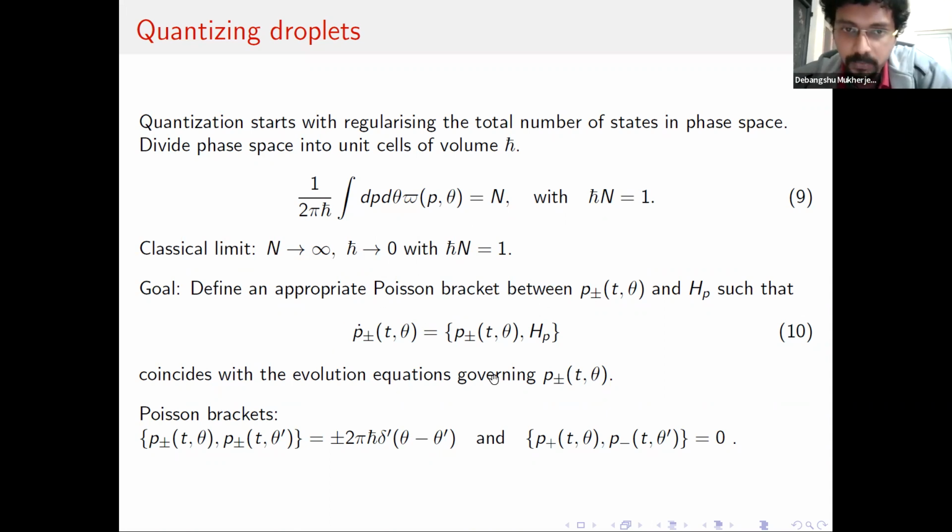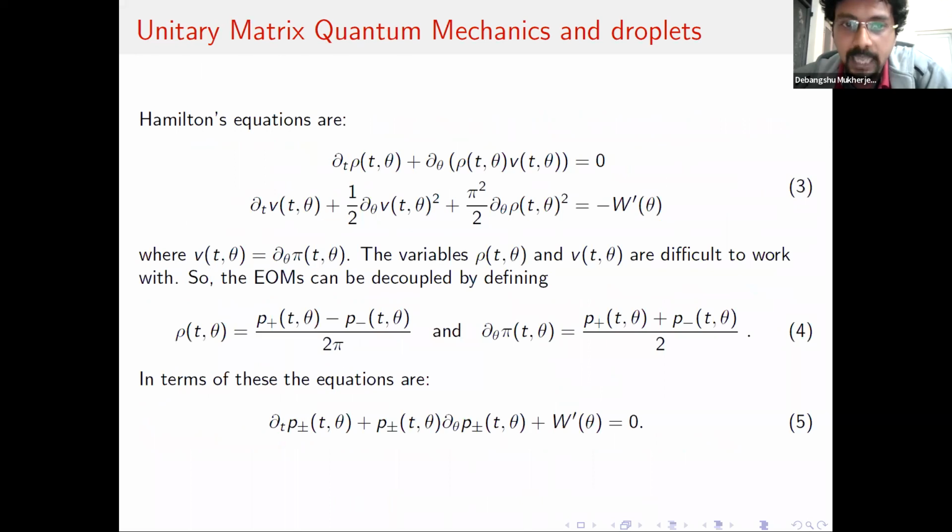Now, the central thing that we want is Hamilton's equation, which is precisely the equation marked in 10. We want this equation to be exactly identical to the equations that we just derived for P plus and P minus, the upper and lower Fermi surface. We want these two equations to match.